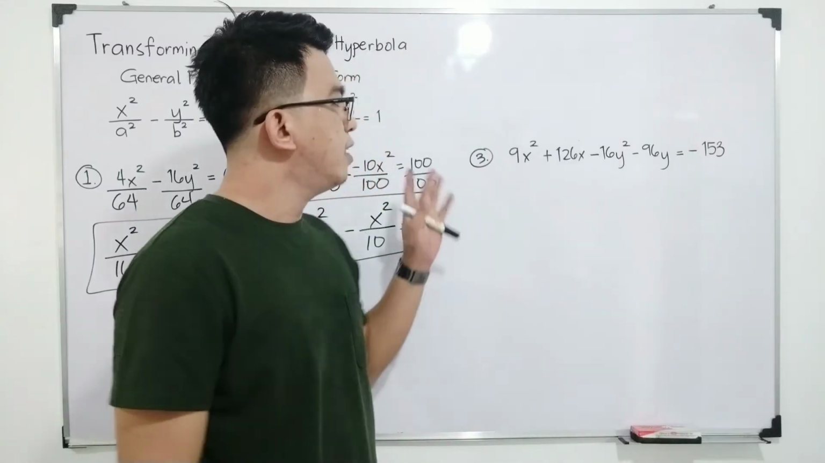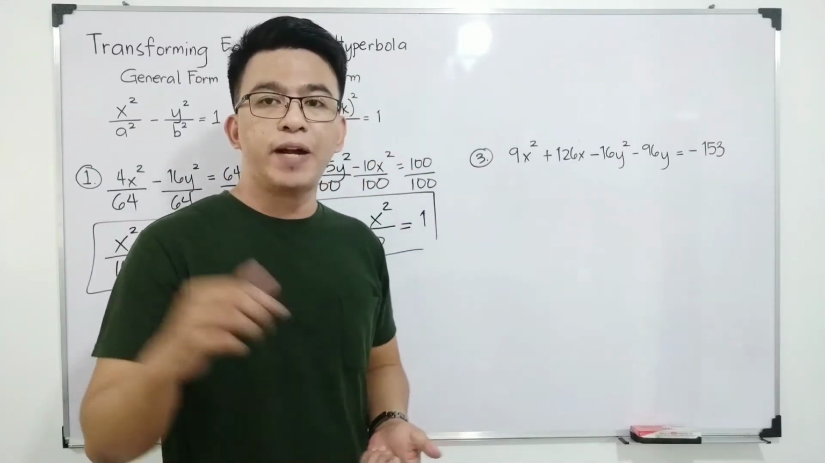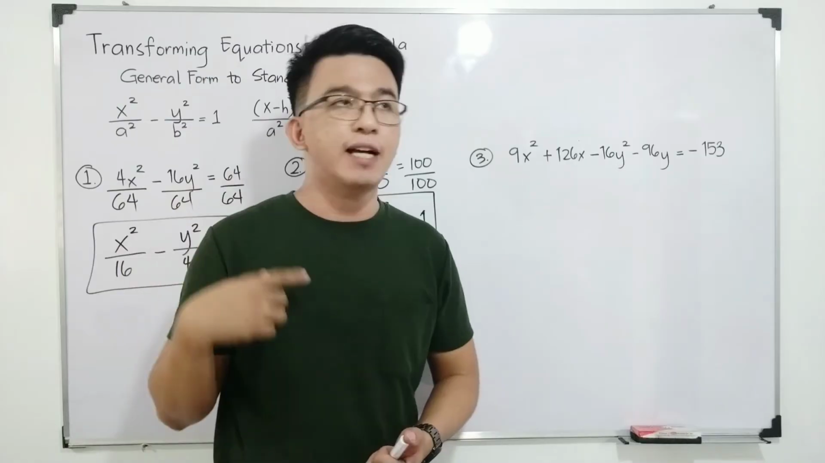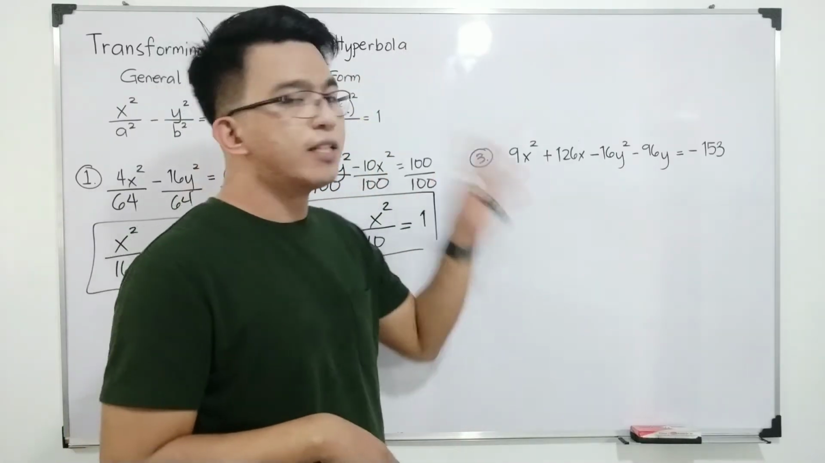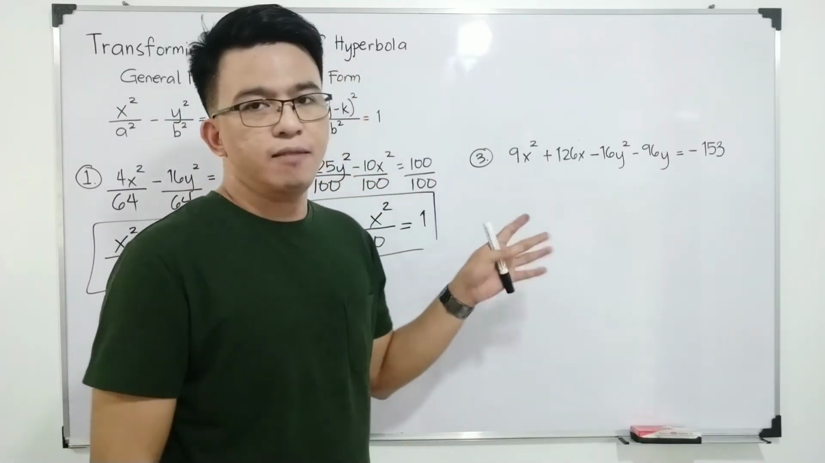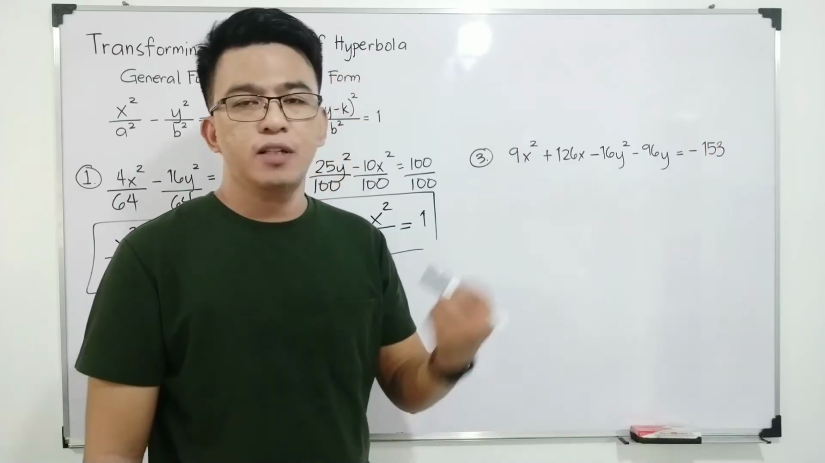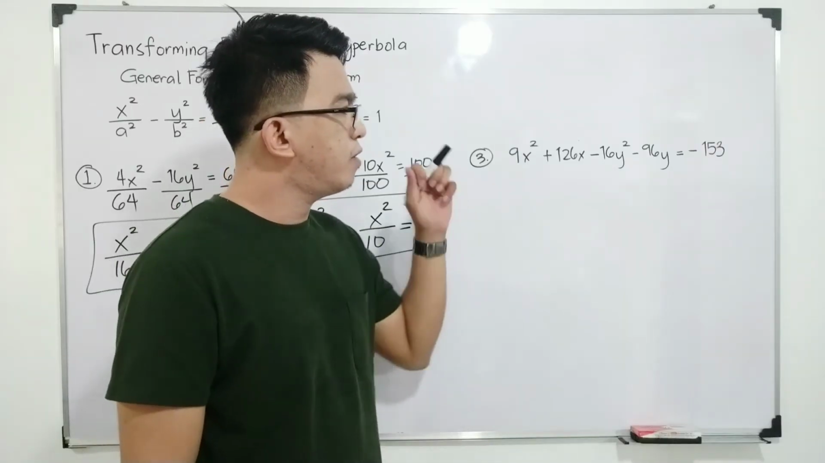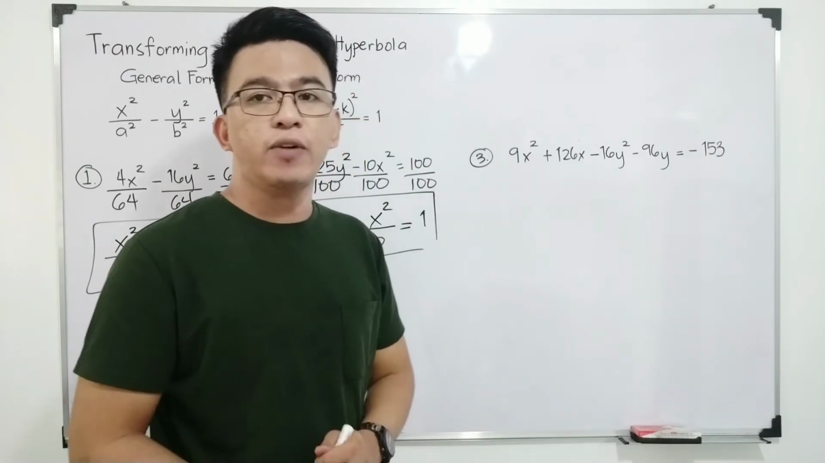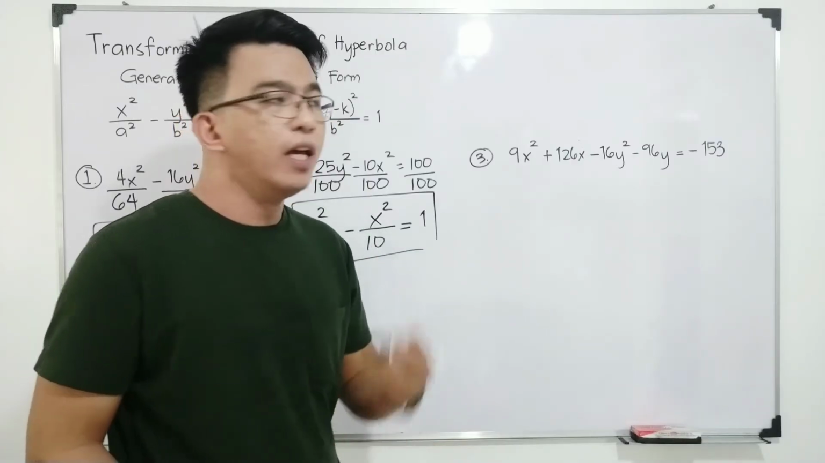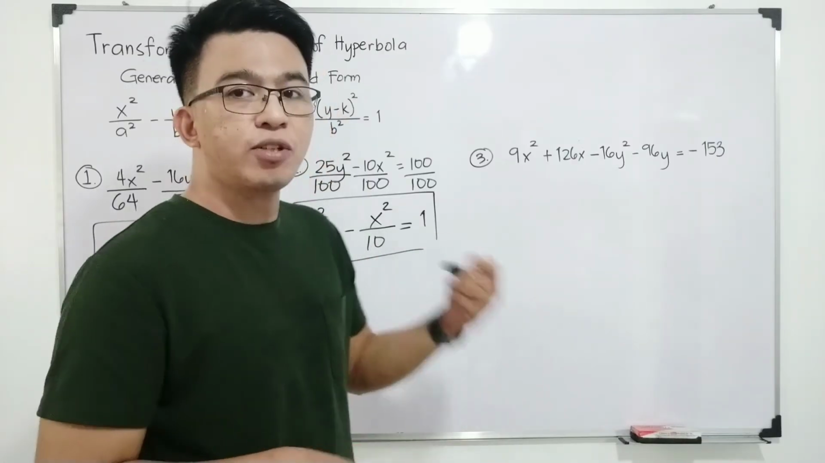Now let's continue with item number 3. As you can see guys, this one is quite long compared to example number 1 and example number 2. The reason is that the center of the hyperbola is not located at the origin or 0, 0. It is located at h, k.